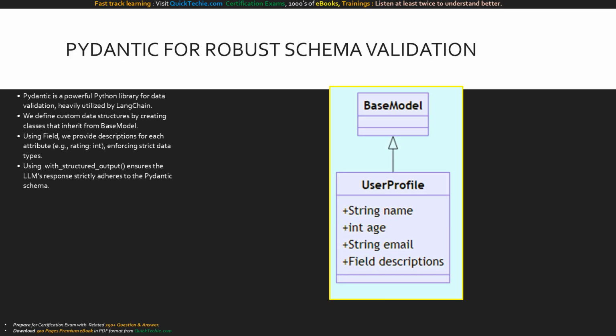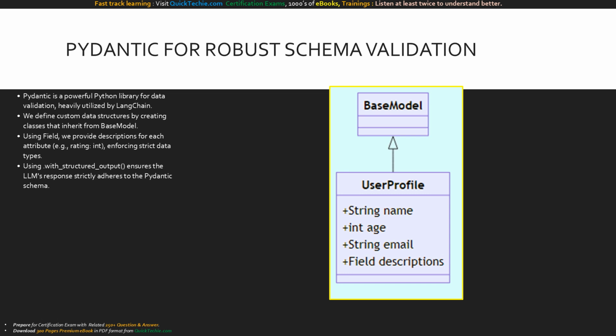To make JSON parsing completely bulletproof, we leverage Pydantic. Pydantic is an industry-standard Python library for data validation. Instead of writing raw JSON schemas, we define Python classes that inherit from base model. Inside this class, we define our data fields using explicit types, like integers for ratings or strings for names. We also use Pydantic's field descriptions to tell the LLM exactly what goes into that variable.